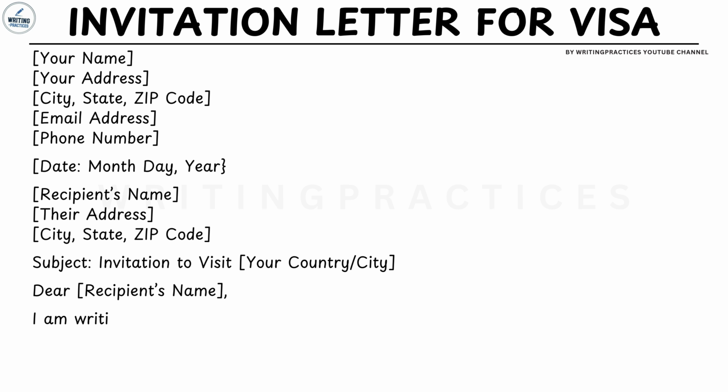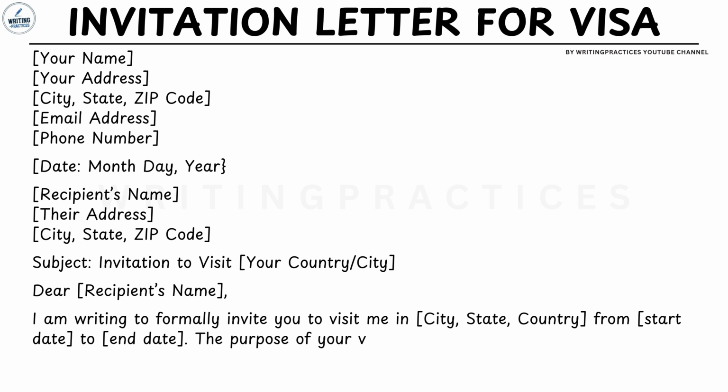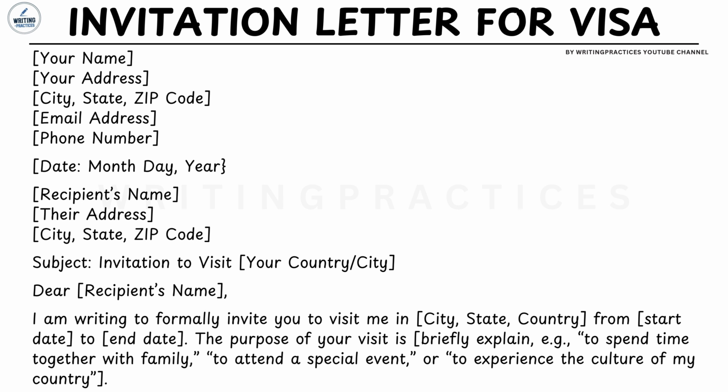Opening paragraph. In the opening paragraph, you introduce the purpose of the letter, inviting the recipient to visit you. Here's how the template phrases it. I am writing to formally invite you to visit me in city, state, country, from start date to end date. The purpose of your visit is briefly explained, such as to spend time together with family, to attend a special event, or to experience the culture of my country. This paragraph should be clear and straightforward, establishing the intent of the visit while highlighting its personal or cultural significance.